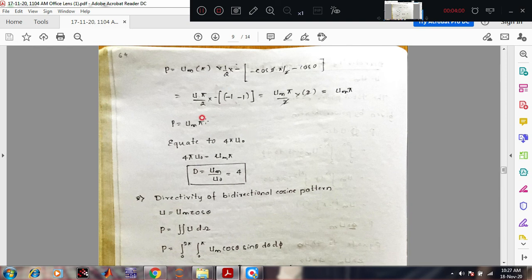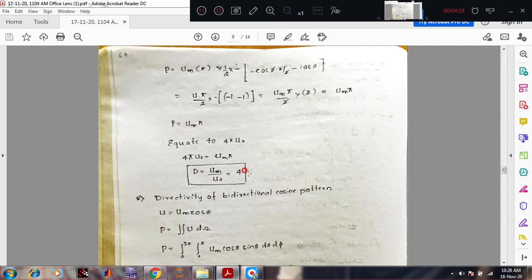Now this power has to be equated to 4 pi U naught and we take the ratio of Um by U naught. 4 pi U naught is equal to Um pi. So the directivity will be Um by U naught, which will be 4.